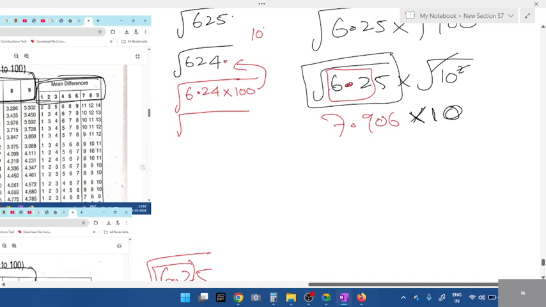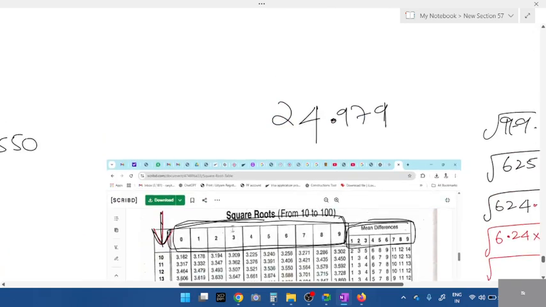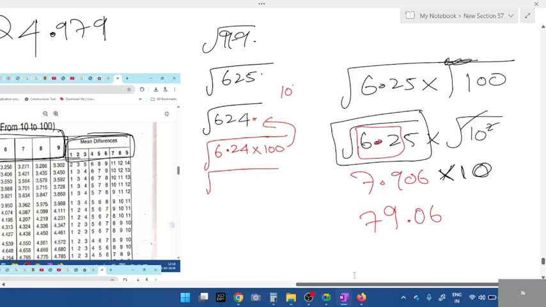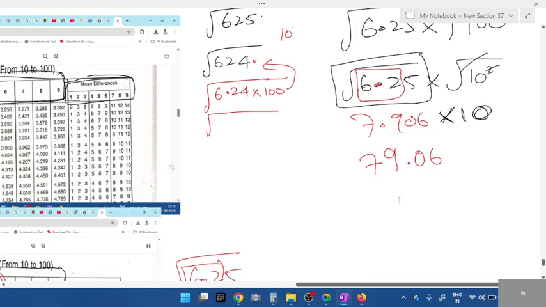7.906 into 10. Use the shifting method. What do you get? 79.06. Oh no, just a minute. 79 for 62. 79.06.